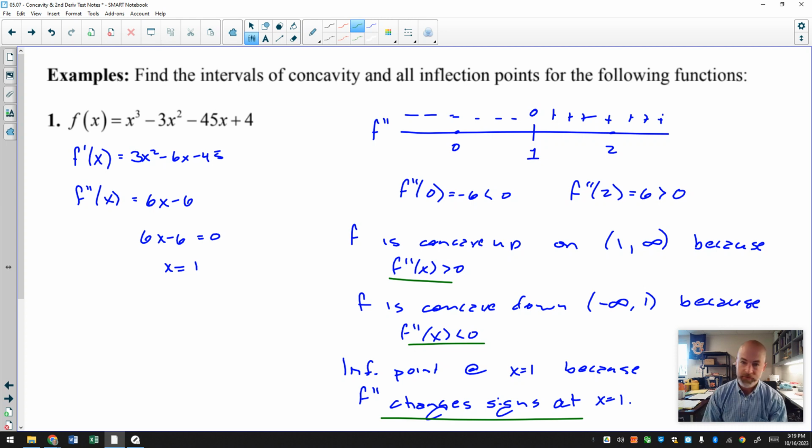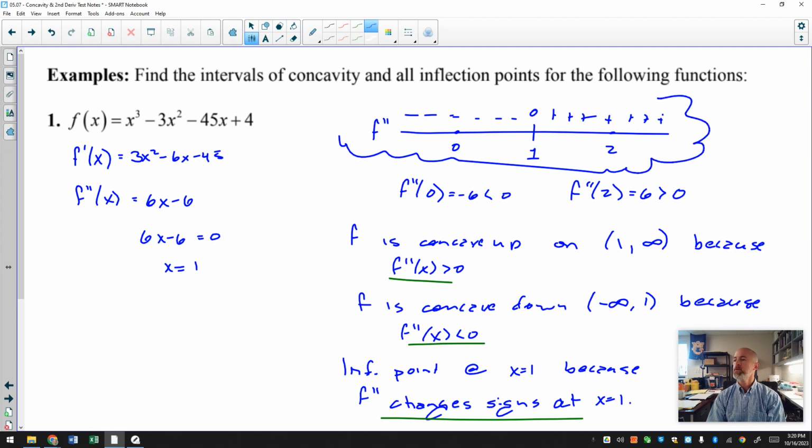You have to have all of that supported without the number line. The number line does not count as written work on the AP exam. It is not read. So do I have supporting work if I erase my number line? I do, because I have the work where I found my zeros, my hypercriticals. And then I have these statements right here. F double prime of 0 is negative. F double prime of 2 is positive. There is the work that supports all of the claims that I have made so far.